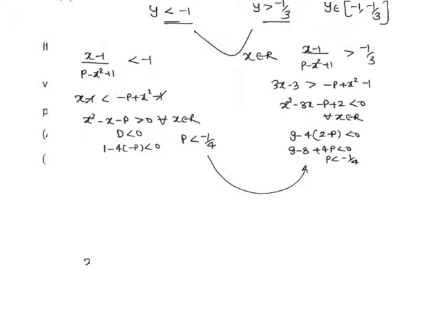Now if we take the intersection, what will we get? p is less than -1/4. That is the answer.